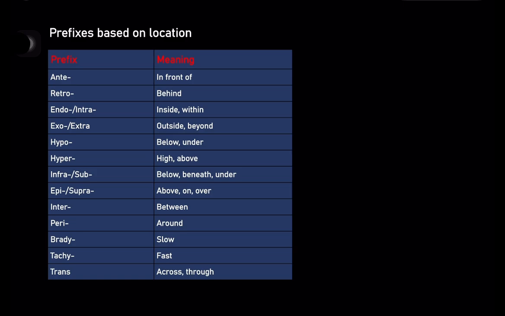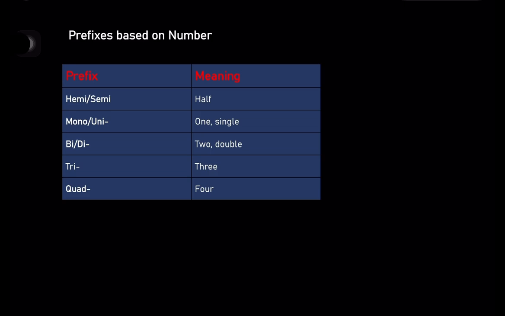Tachy refers to fast. So you can clearly see that these are pairs of words. Most of them exist as pairs of words. So it's going to be easy for you to remember these. As you see here, learning them might be a little easier when you look at them as pairs of words. And trans here refers to across or through. So that's based on location. Based on numbers, prefixes can either be semi or hemi, which means half. Mono or uni refers to single. Bi or di refers to double. Tri refers to three. And quad refers to four.